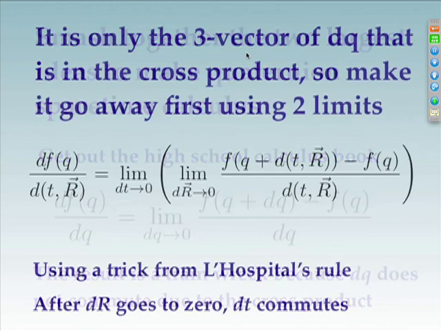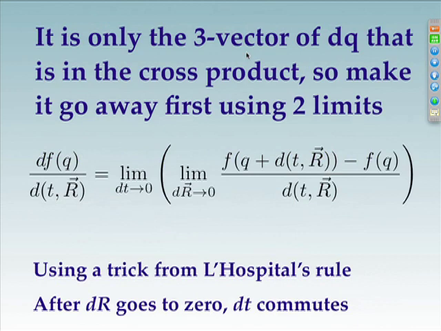And so I thought about an alternative. It's basically the 3-vector part of the differential element that goes in the cross product. It's the cross product that makes it not commute. So why don't I just make that go away? By being clever here, I'm going to take 2 limits, one after the other. I'm going to first let the problem child go to 0, and then I'm going to let the time go to 0. Okay? That's a well-defined sort of animal.